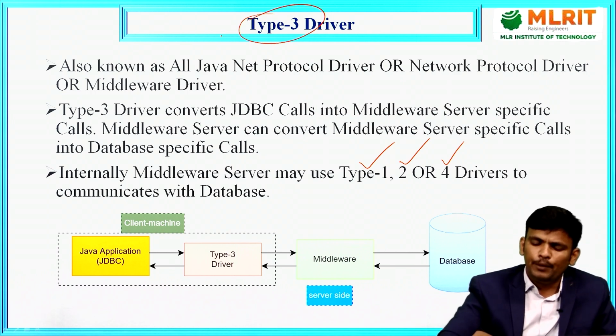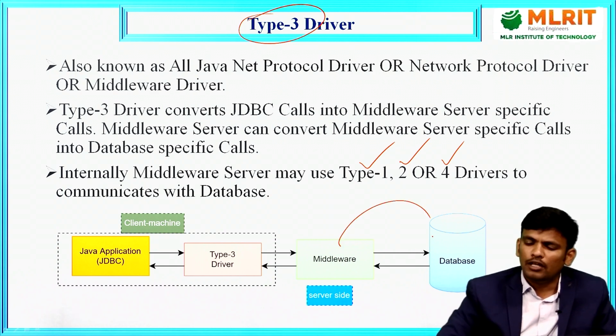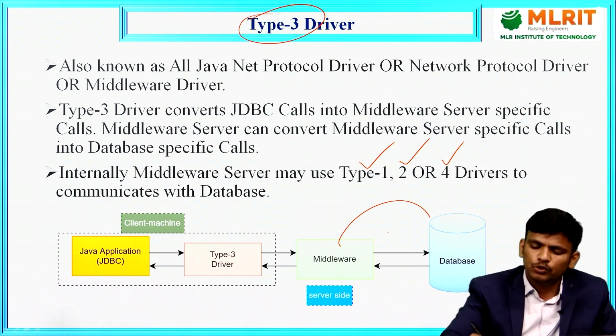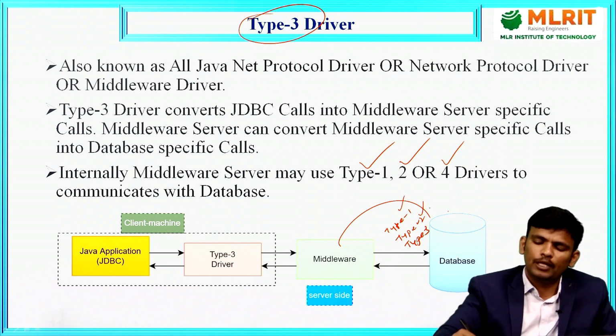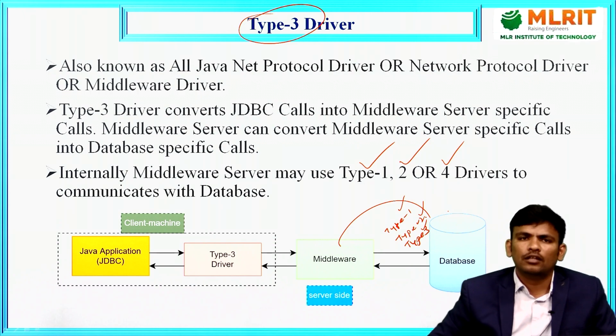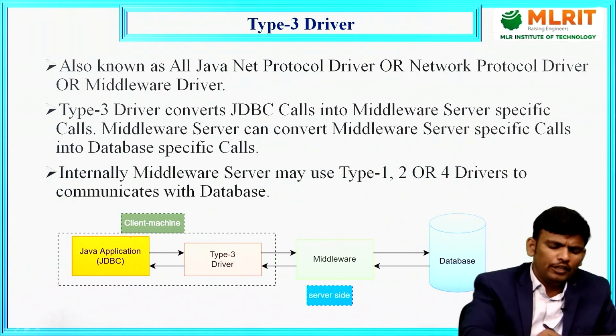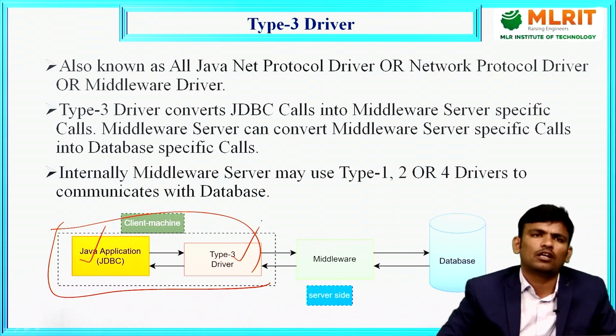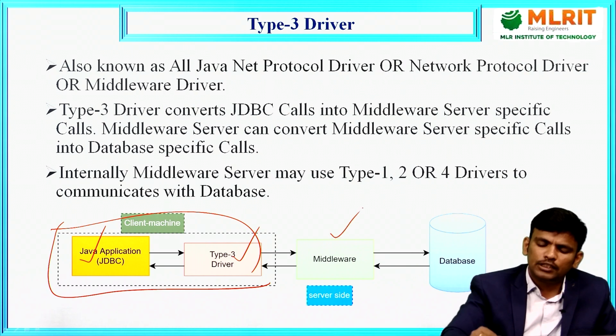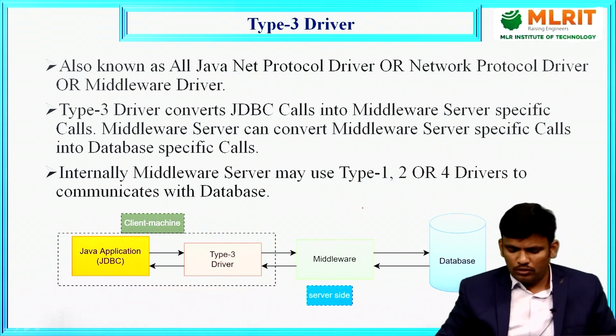So here the middleware is also one of the servers. If this server wants to connect with the database, we may use type 1, or we may use type 2, or type 4. Sometimes we may use type 1, sometimes type 2, sometimes type 4. Now, on the client side we need to install our own Java application and the type 3 driver on the client machine. On the server side, we need to install the middleware server. Now, I will explain these points.